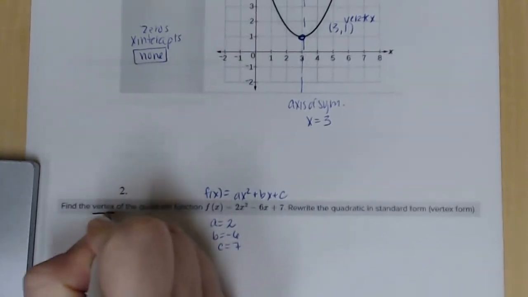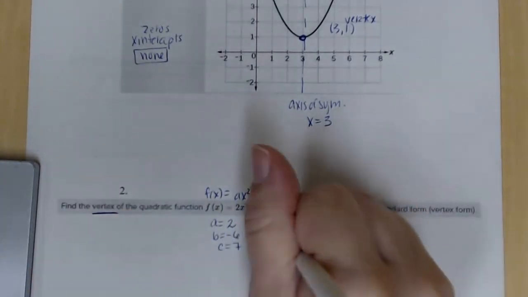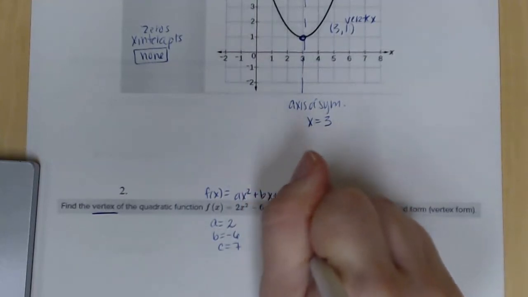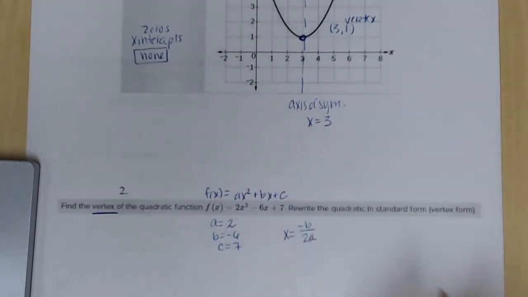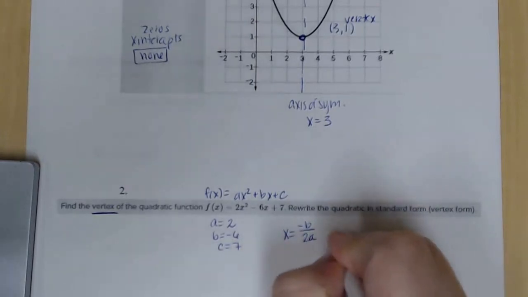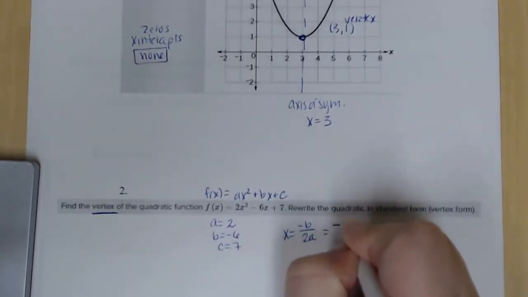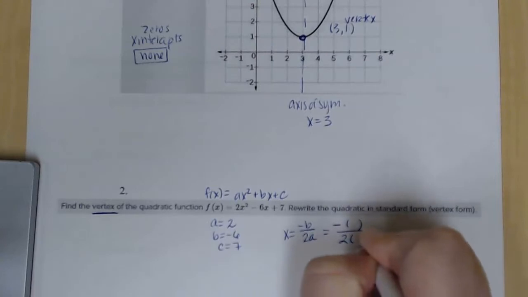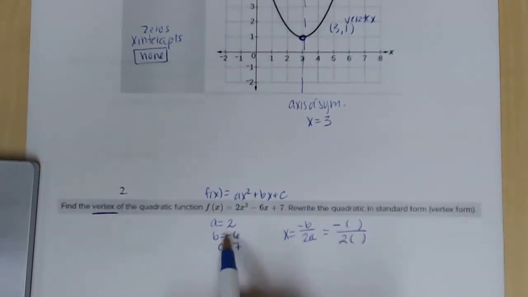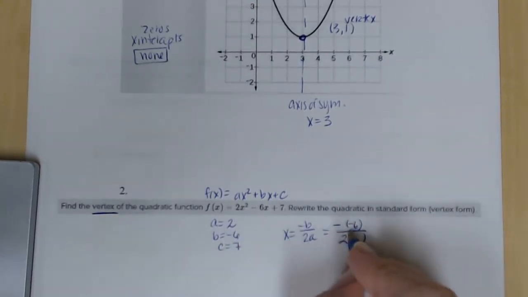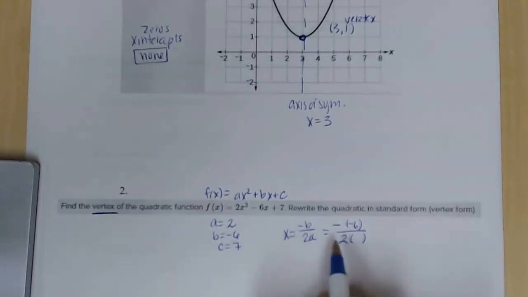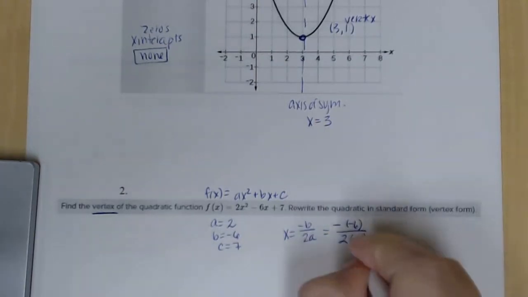Now I'm looking for the vertex. So the formula that I want to use for this is x equals negative b over 2a. I've already identified my a, b, and c, so this is going to be equal to negative, from the formula, over 2 times a. b is negative 6, so we do have two negatives there, don't lose one. 2 times a is 2.